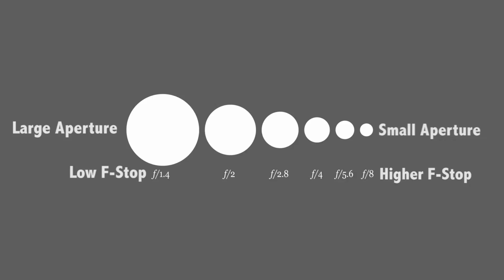The smaller the aperture, which is the diaphragm inside your lens, the larger the f-stop number is going to be on your display in your camera. The larger the aperture, so the wider the diaphragm on your lens, the smaller the number is going to be on that display on your camera.